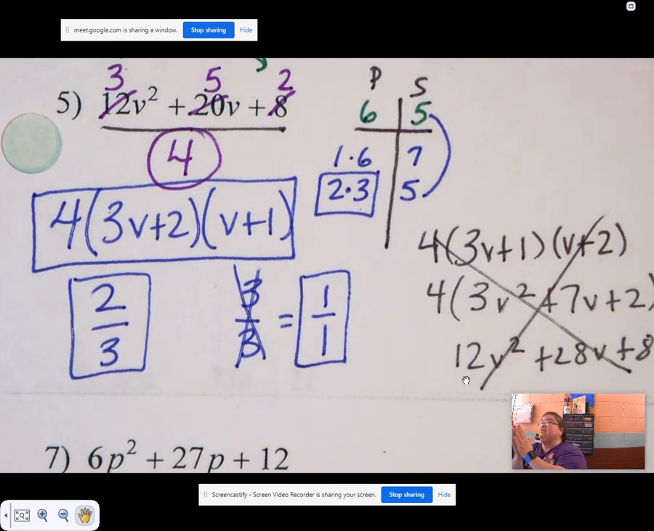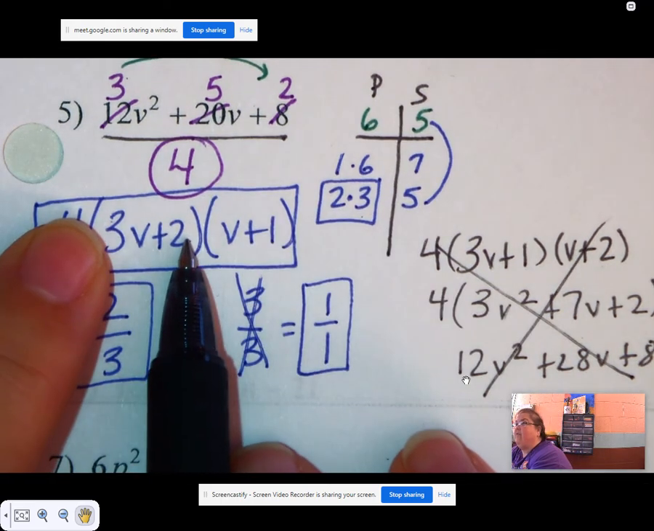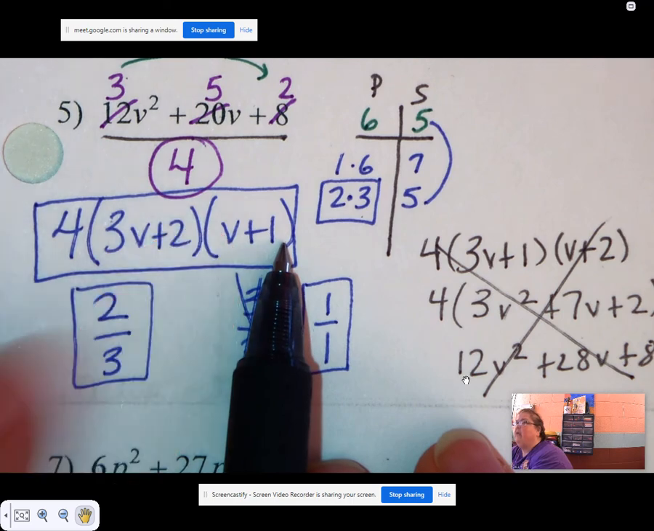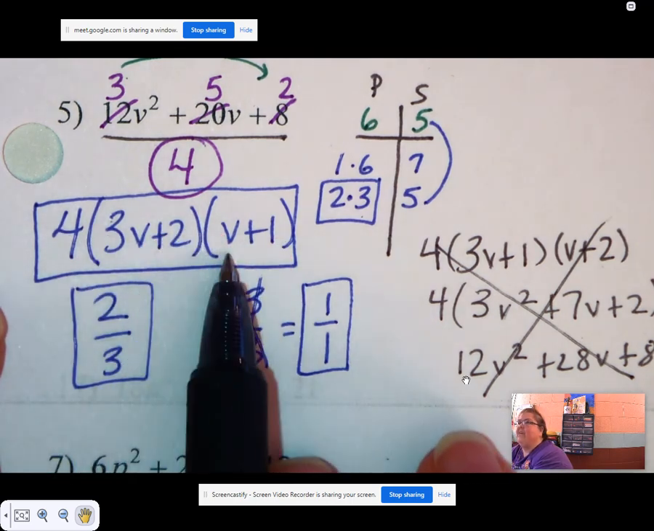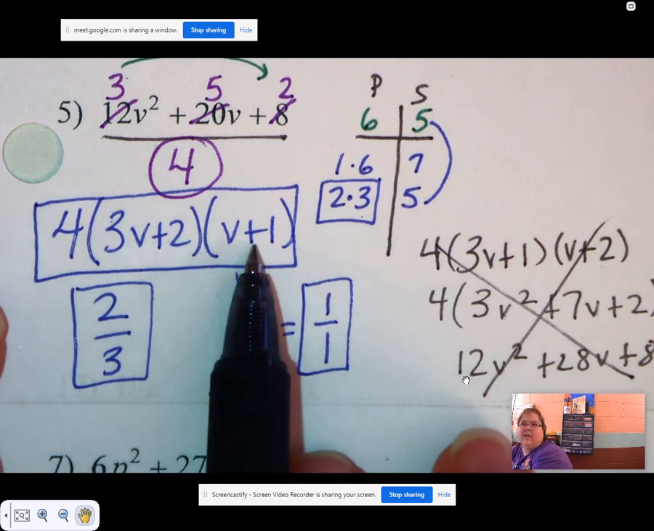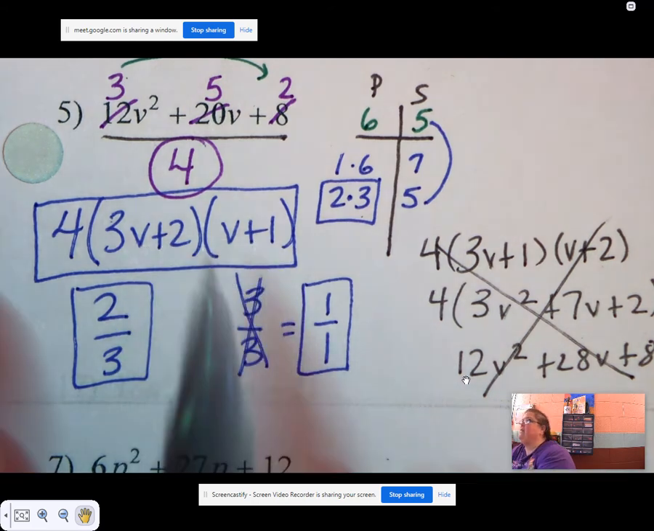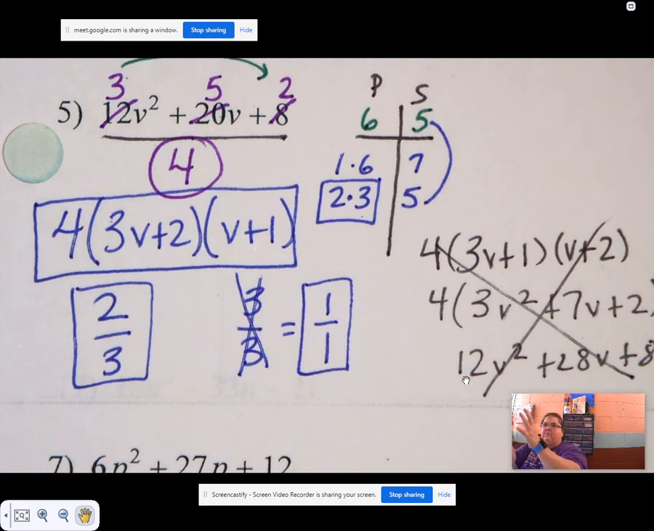What's inside the parentheses, ladies and gentlemen, the 3 and the 2 have to be together, and the 1 and the 1 have to. Now, 4 times b plus 1 times 3b plus 2 is the same answer, right? Doesn't matter which way the parentheses are written, but what's inside the parentheses matters. Okay? Any other questions? That's a great question. Thank you. Yes, sir.